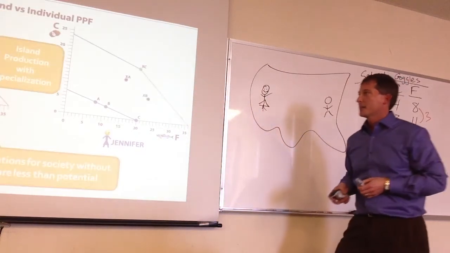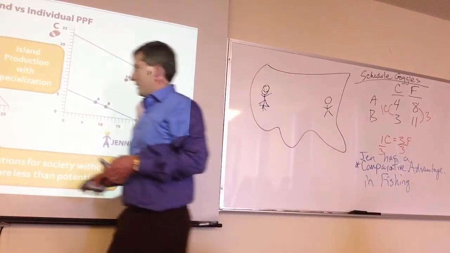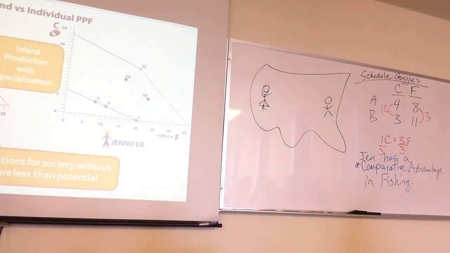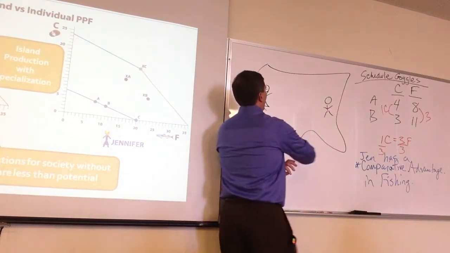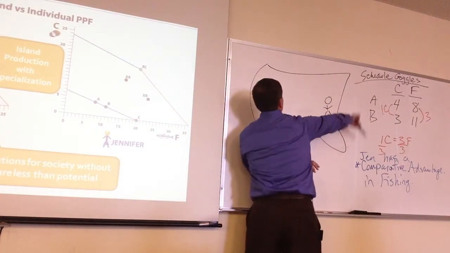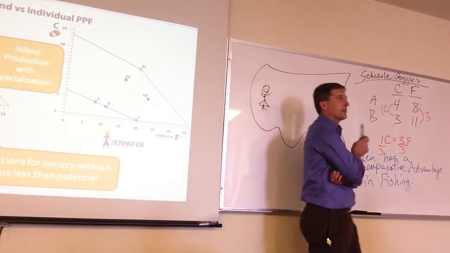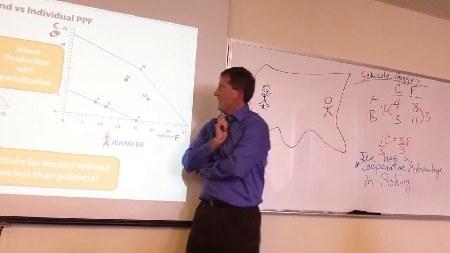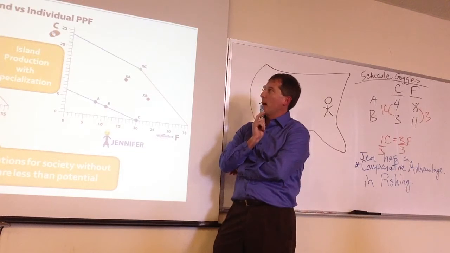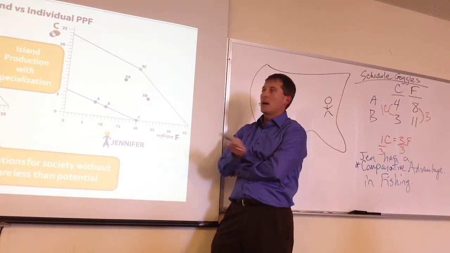All right, so we can think about our island production, which is somewhat what we do in macroeconomics. We said that we're going to talk about the whole society, the whole island, in the United States. And if we just have Tom and Jen now, we can think about the island's production possibilities.